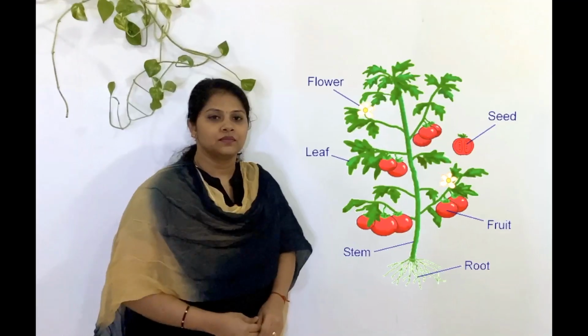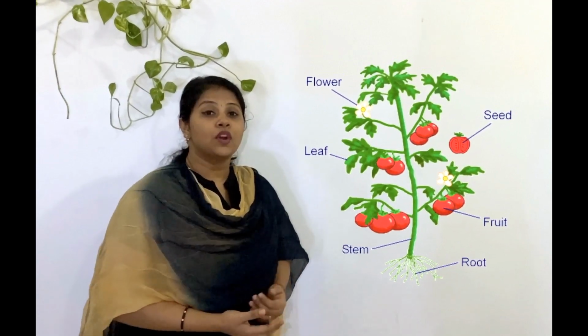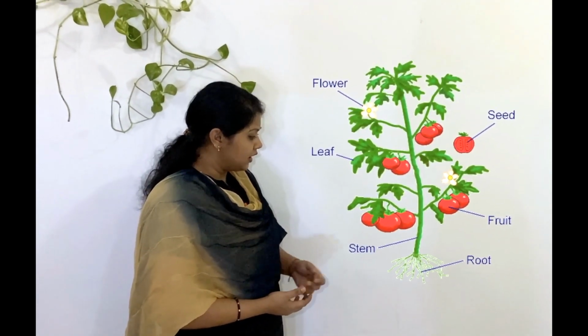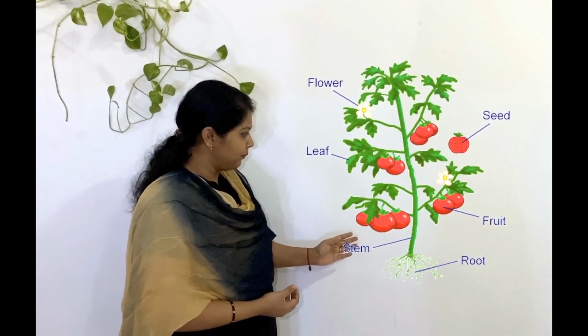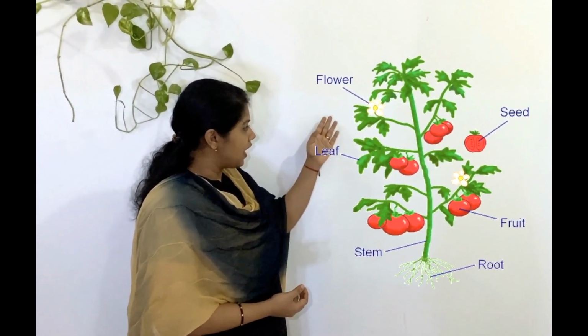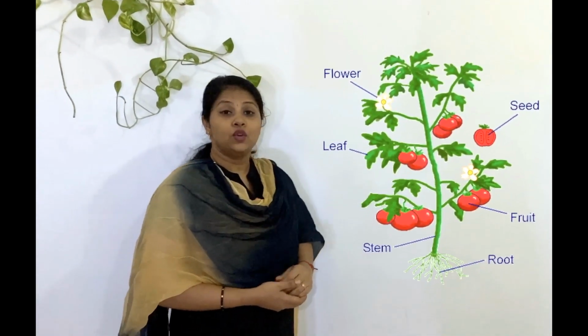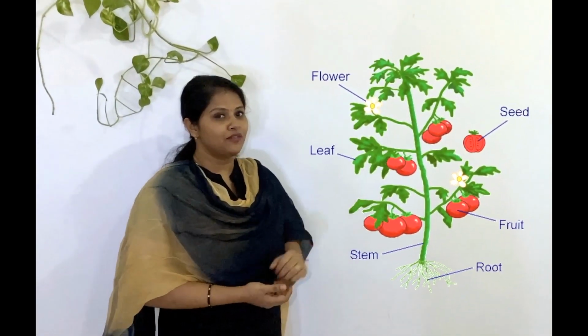Before going in detail about the plants, first we'll learn what you have learned in your lower classes. That is parts of the plants. So let's see what are the parts of plants. Here you can see roots, stem, leaves, flowers, fruits and seeds. Do you know what are the functions of these parts?